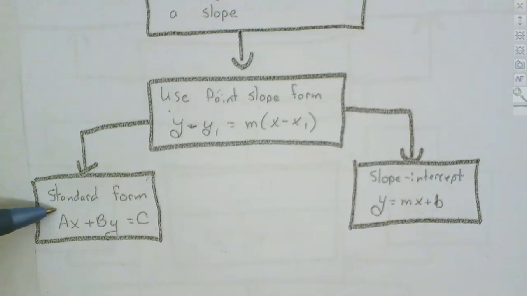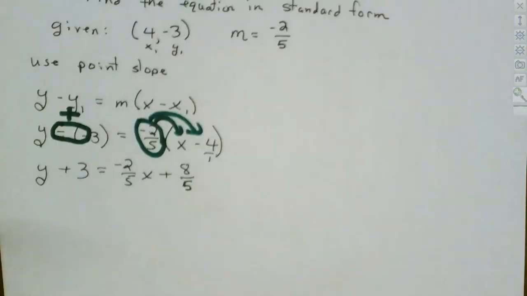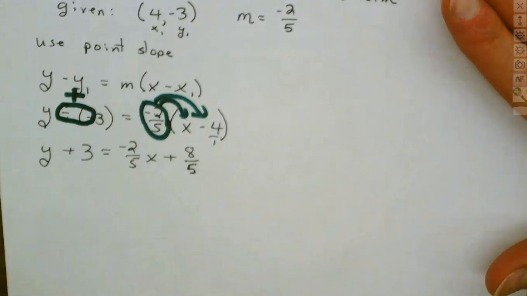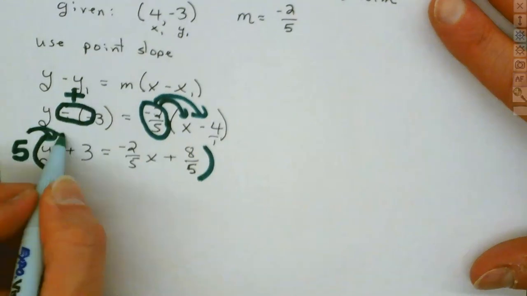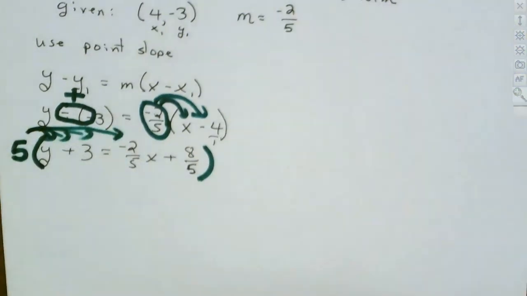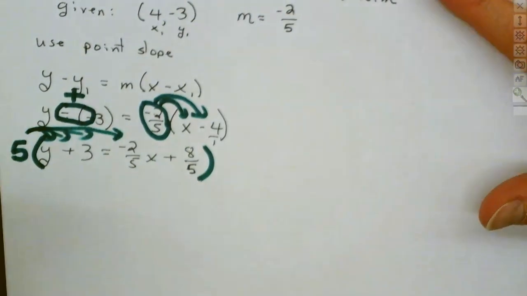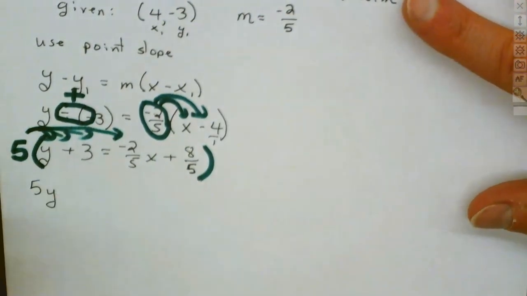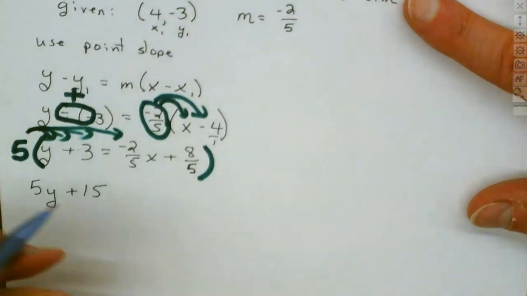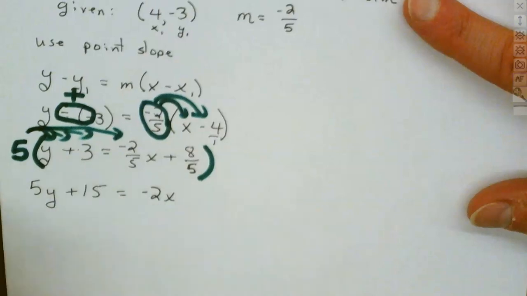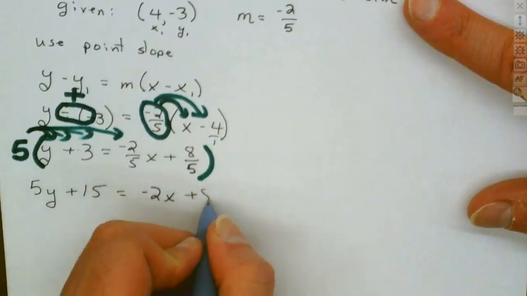Okay, so x and y are on the same side, and can we have any fractions? No. So the first thing we want to do is clear out the fractions. How do we do that? Well, the only denominators that we have are 5s. So we're going to multiply it all by 5, and then we'll distribute through. So that gives me now 5y. 5 times 3, that's 15. The 5's cancel. That leaves you a minus 2x. The 5's cancel, and that leaves you with an 8.